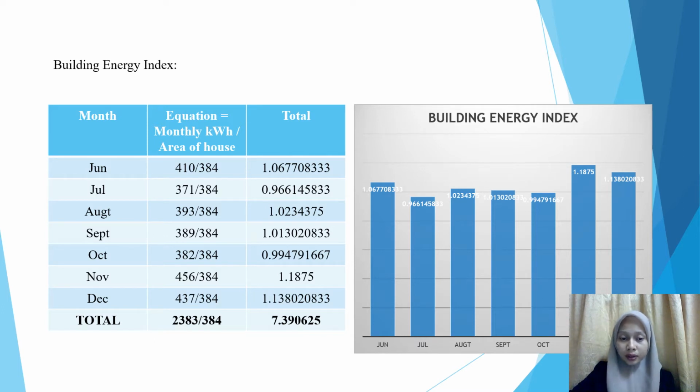On November, I get 1.18, and lastly December is 1.138. So the total building energy index for 7 months is 7.3906.